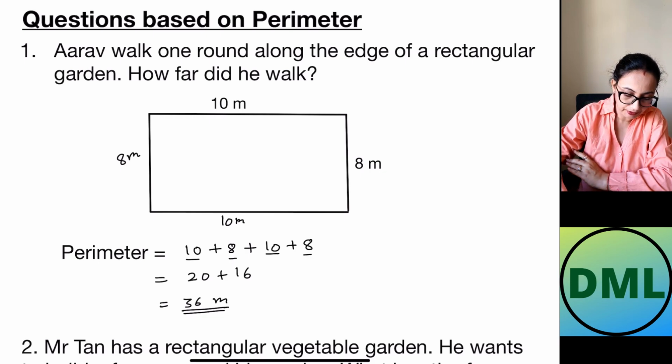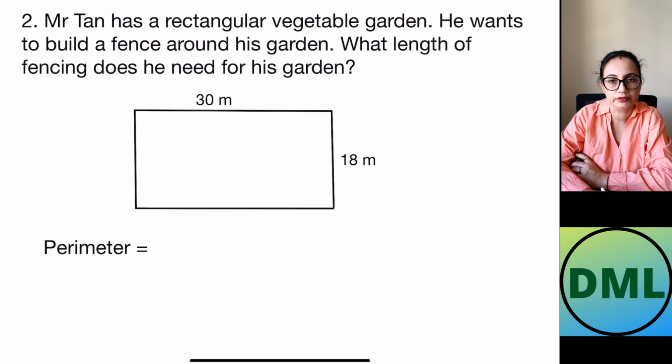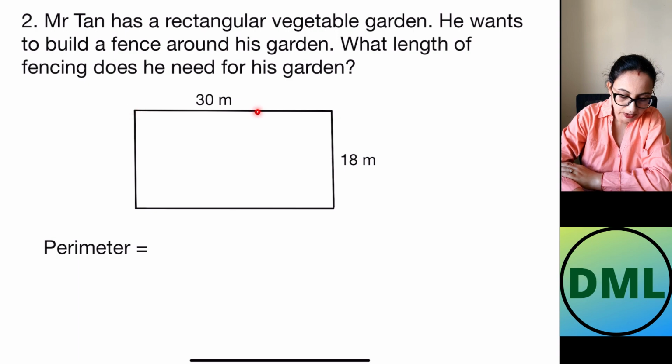Let's see one more example. Mr. Tan has a rectangular vegetable garden. He wants to build a fence around his garden. What length of fencing does he need for his garden? As we know, we put the fence on the edge of the rectangular field. This is your rectangular garden. They have given you the dimensions also. The length is 30 meters and the breadth is 18 meters. I need to put a fence. That means I need to put a fence along the edge of this rectangular field.